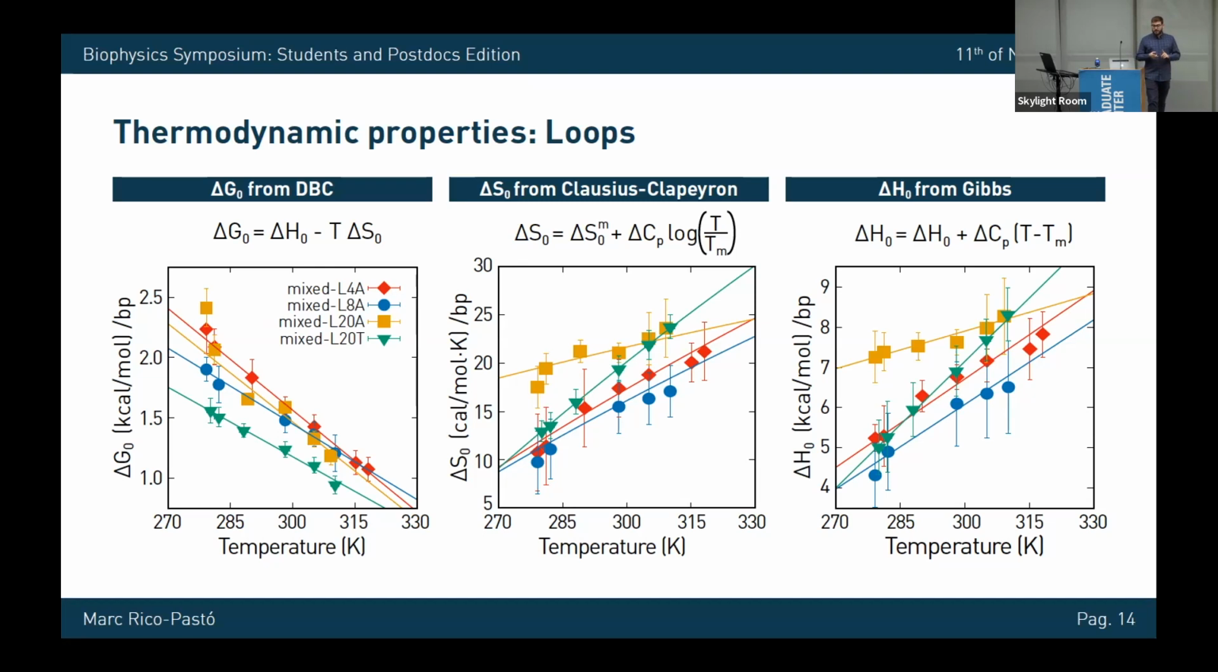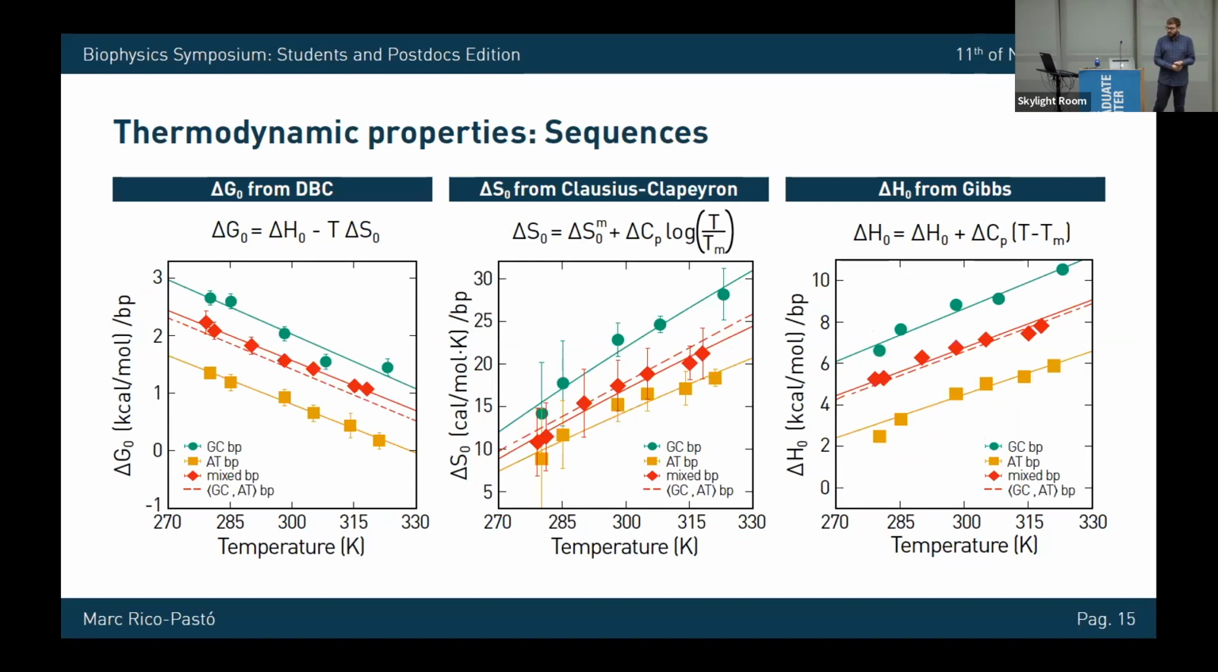Relative to the entropy and enthalpy difference, we can clearly see that we have a different slope depending on the loop. It suggests that the loop affects the total heat capacity change that we have. I will discuss this value a little bit later.